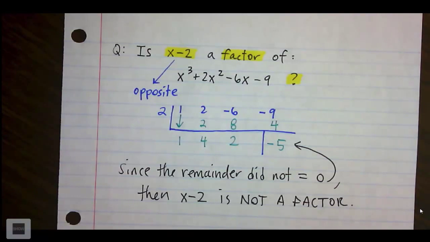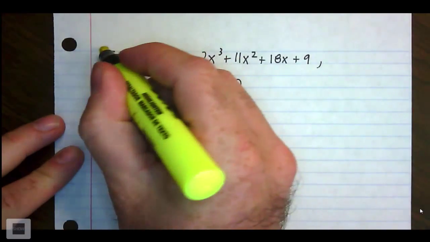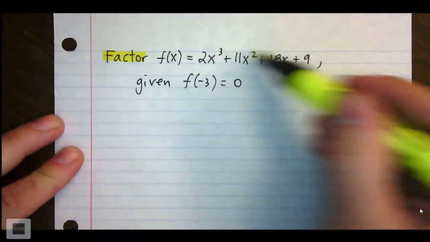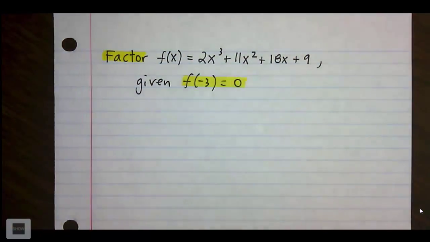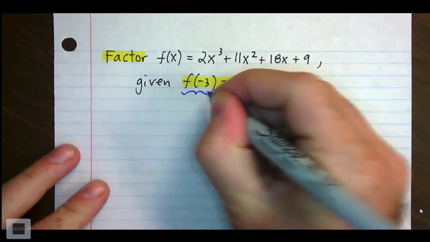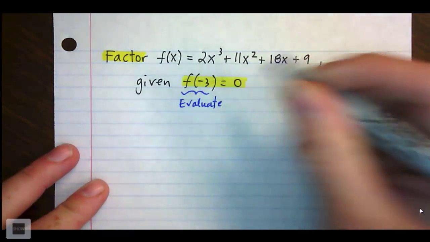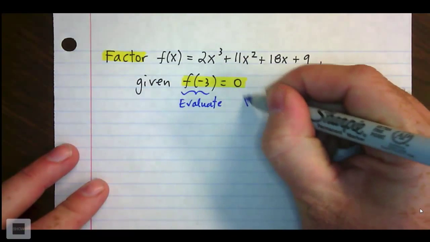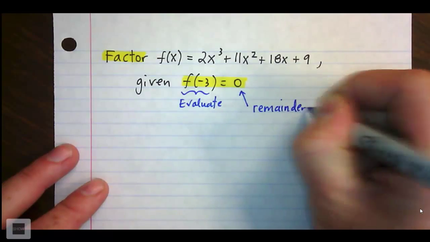All right, that's the first example. All right, guys, so in this example, it's not really a question. It's more of a statement that says, I want you to factor this polynomial given this statement right here. So now we have to go back and think about what this means. It says, if I evaluate f of some number, that number right there must be the remainder.